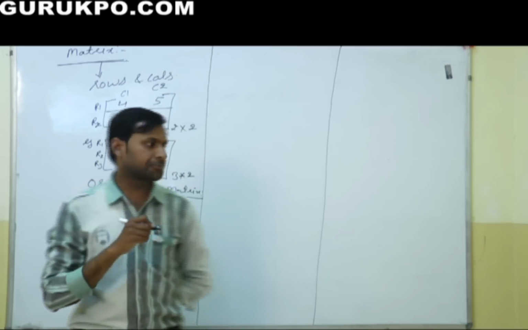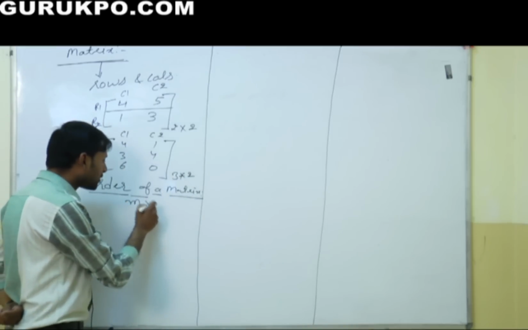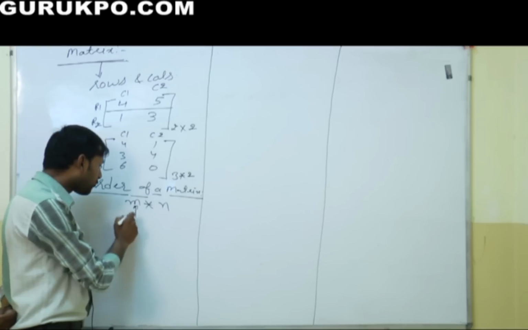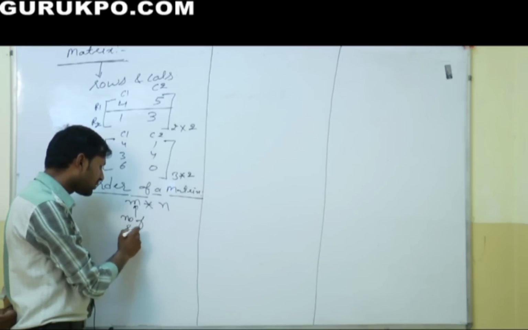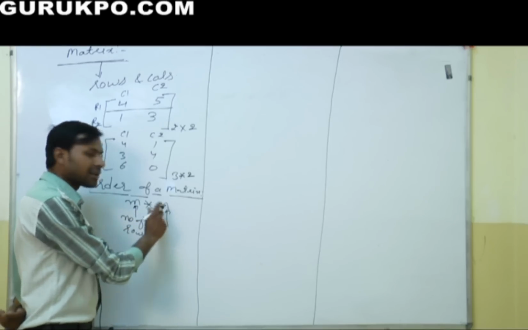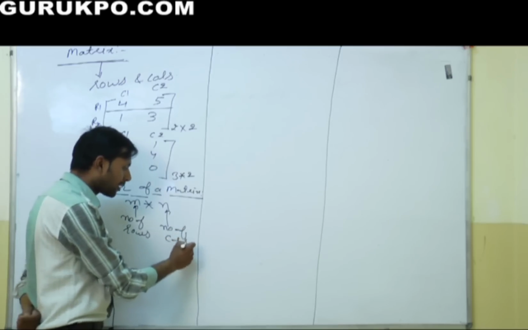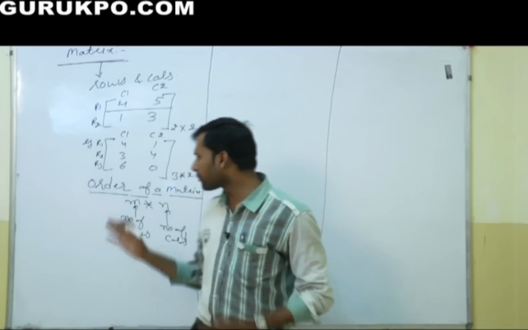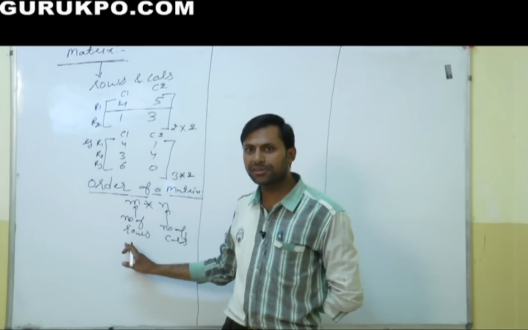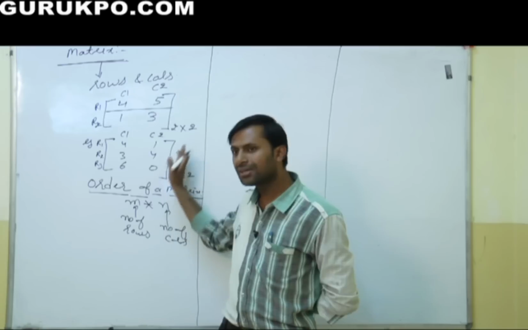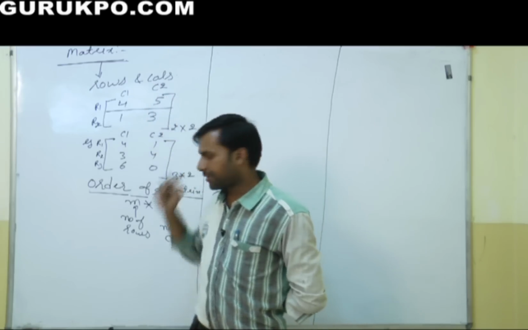So the order of a matrix means M cross N. What is M? Here M is the number of rows in the matrix. And what is N? Here N is the number of columns in the matrix. Getting my point? So simply, the number of rows and the number of columns in the matrix is known as the order of a matrix.